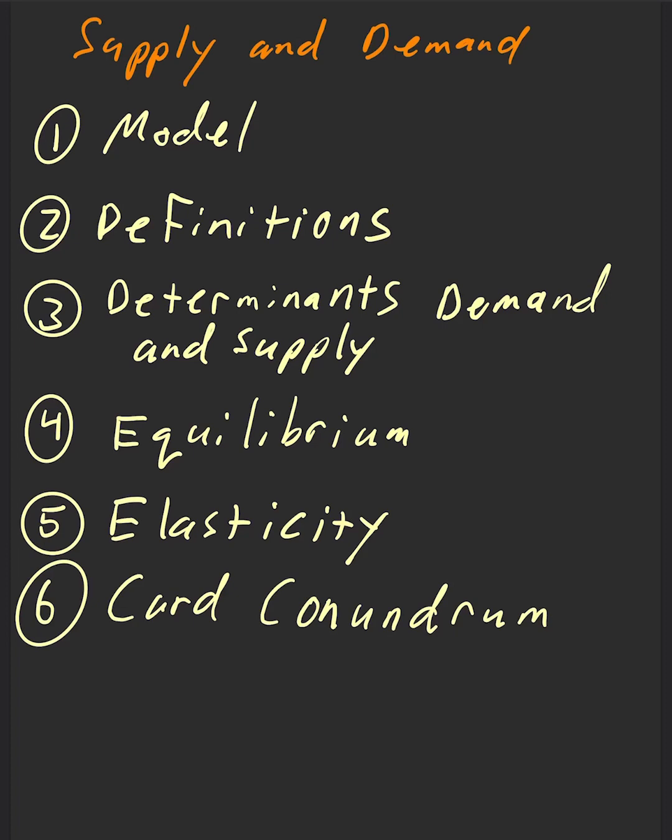Then we'll put these together to get equilibrium, and this gives us the idea of a market. Next, we will cover the idea of elasticity, which is closely related to supply and demand. And then finally, we're going to wrap up by explaining the example that I'm going to use throughout this lecture.